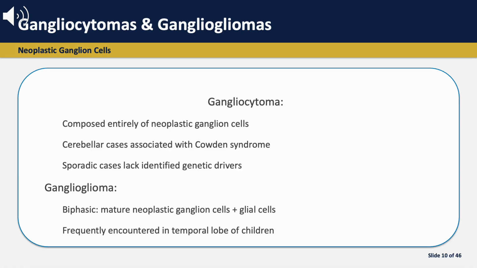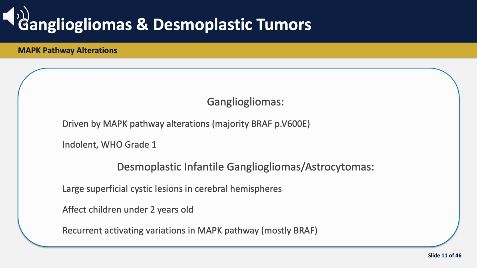Gangliogliomas are biphasic tumors composed of both mature neoplastic ganglion cells and glial cells that are most frequently encountered in the temporal lobe of children. Gangliogliomas are characterized by alterations in the MAPK signaling pathway, with the majority being BRAF p.V600E alterations. Tumors are usually indolent and correspond to WHO grade 1.